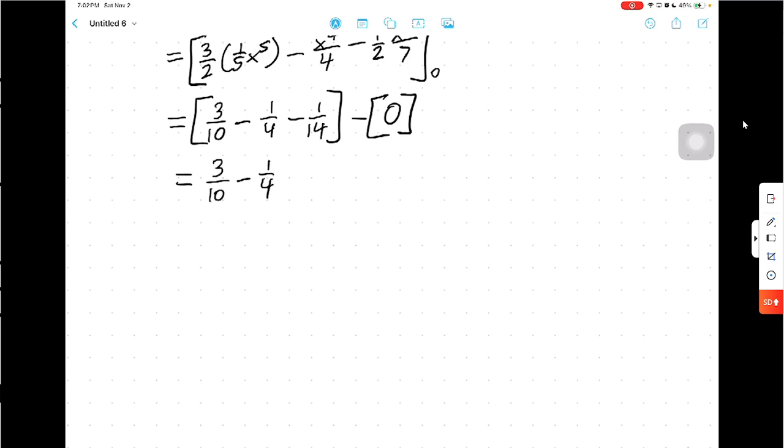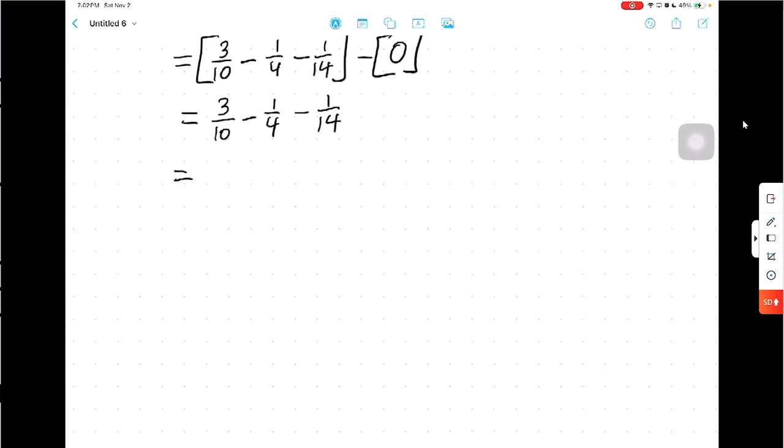3/10 minus 1/4 minus 1/14. Which means that we get 84 over 280 minus 70 over 280 minus 20 over 280.